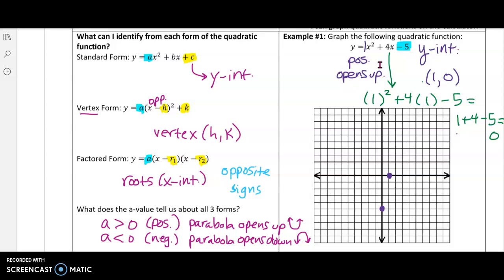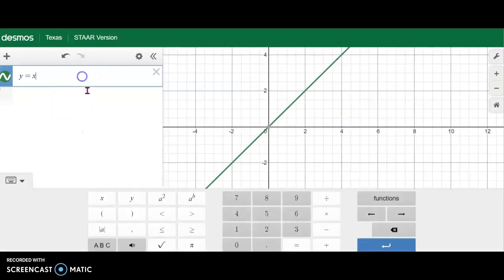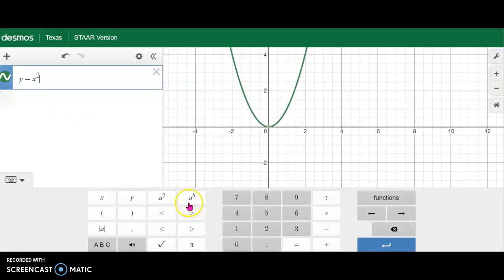And I can plot lots of different points. I can do this over and over and just plug in 2, plug in -1, any value I want and get a point. But you can also graph it in Desmos. I'm going to show you what that would look like. We would use this math keyboard in our Desmos calculator, which you can find in the Google Classroom. y equals x. Here's the squared button. Notice that it was a line, but now when I add the squared to it, it makes it a parabola.